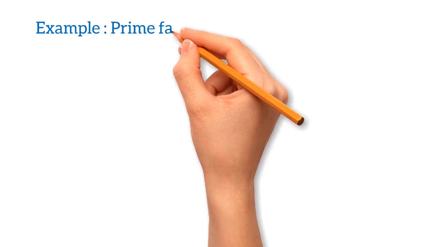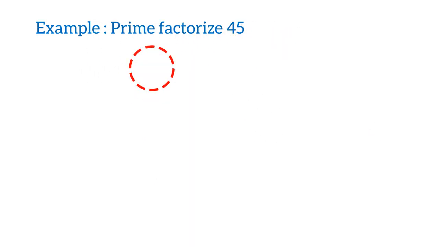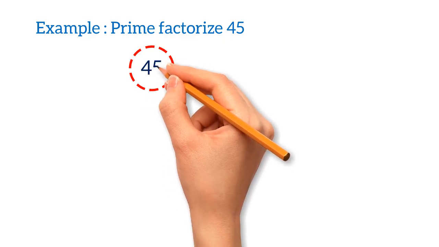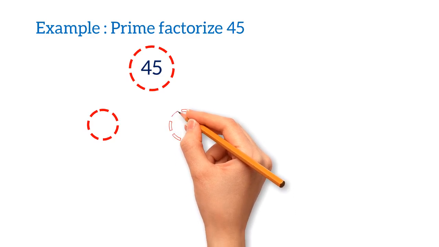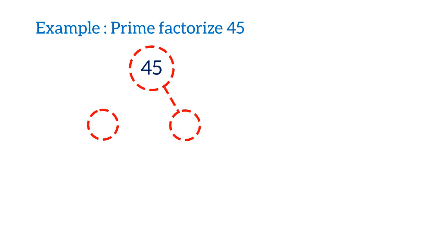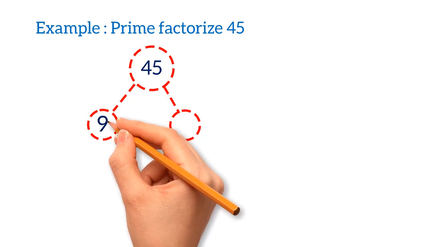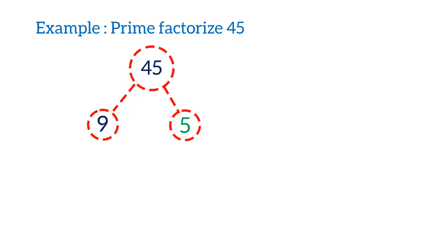Let's consider one more example. Find the prime factorization of 45. Start with 45. Pick any two numbers that multiply to 45. Let's consider 9 and 5. Write 9 and 5 as the branches of 45.